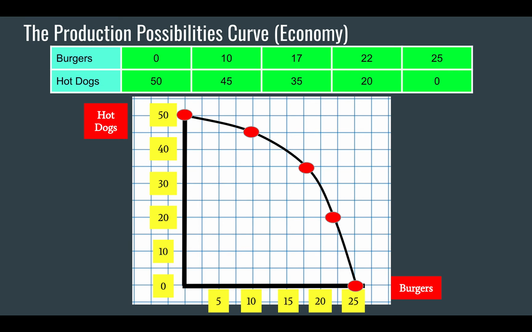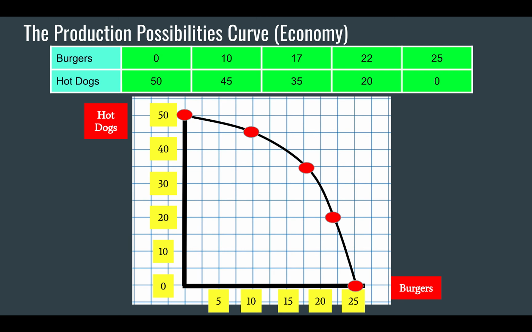Okay, now don't worry too much about the shape of it while it's curved or bowed out like that right now. But what this line represents here is all the possible combinations of hot dogs and hamburgers that our limited factors of production can currently produce given the fixed state of technology.